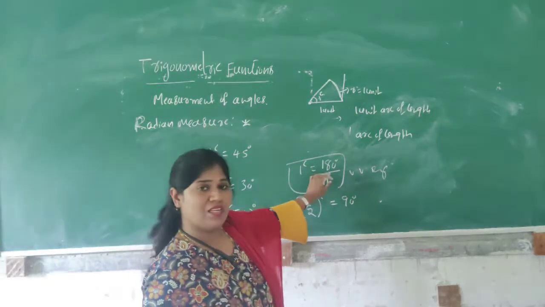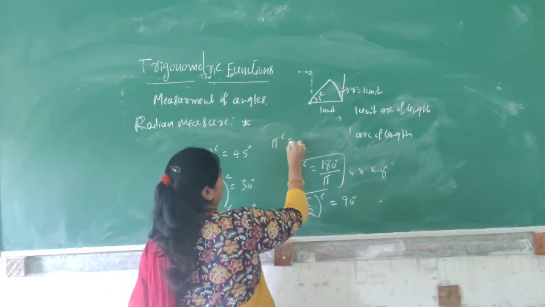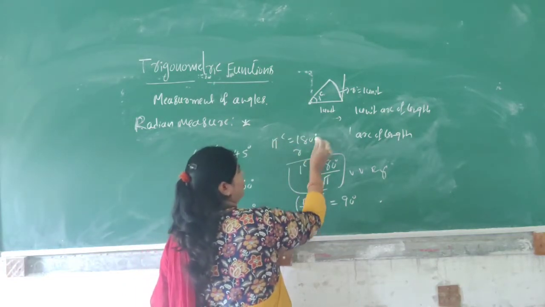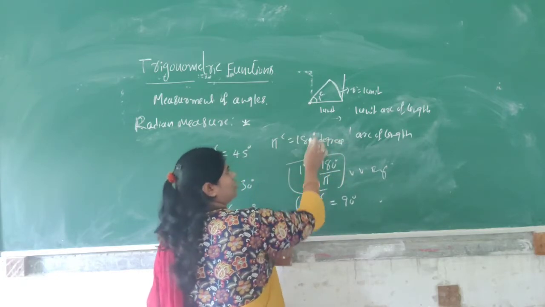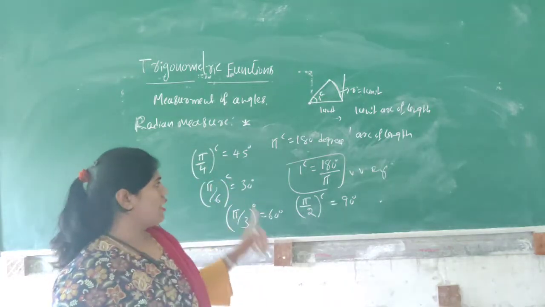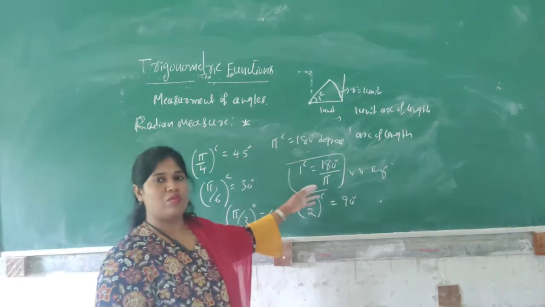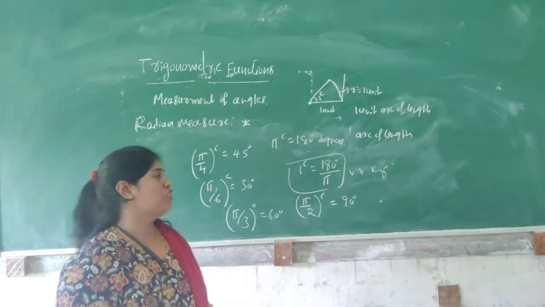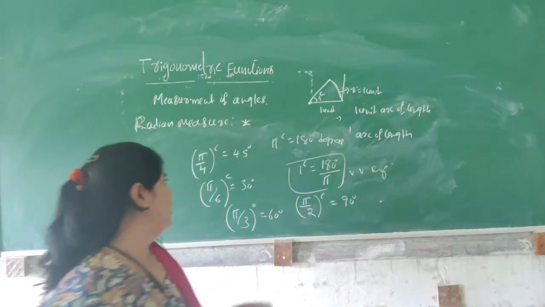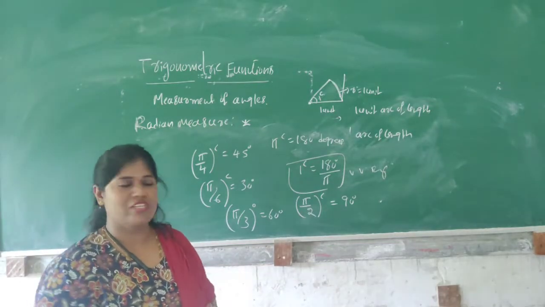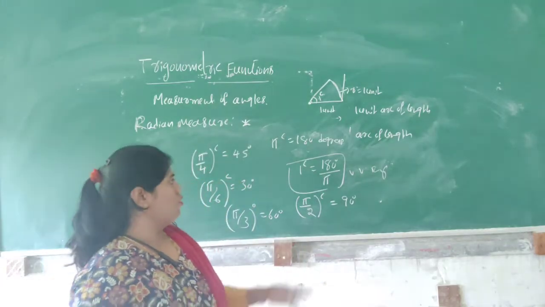So 1 radian is equal to 180 degrees divided by pi, because pi radian is equal to 180 degrees. We can write it like this also, or you can put a dot code also. Okay. This is the formula. So we are going to apply this formula for solving examples. You understood this concept of 1 radian and degree measure and types of angles? Okay?